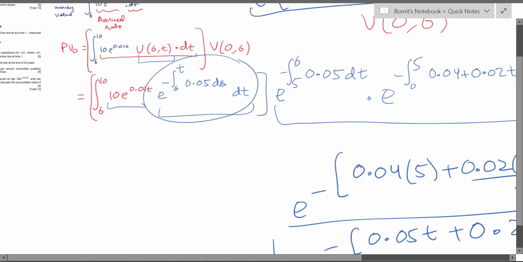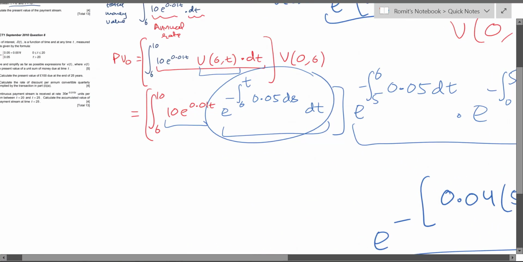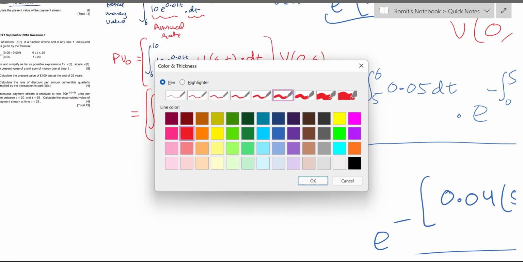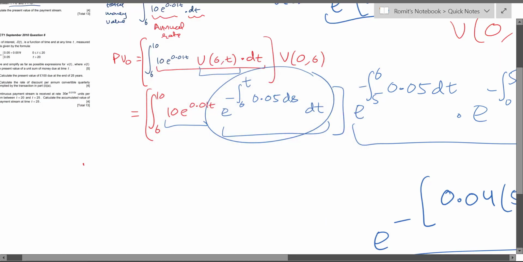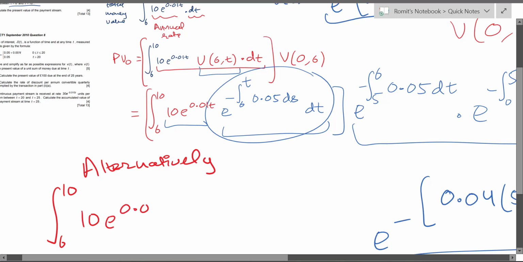Now, let me get to that alternative solution that I was talking about, okay? So, alternatively, how you can do the PV that I was doing is this. You had a payment stream going from time 6 to 10, okay, and that's 10 e to the power of 0.01 t dt. Now, you want to discount this directly till time 0.